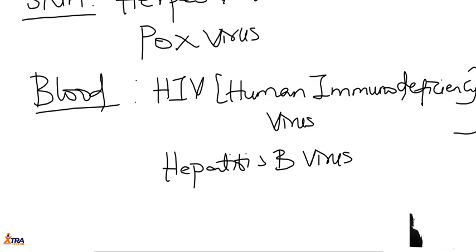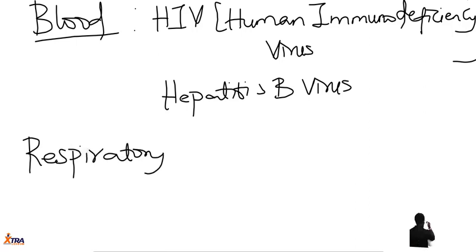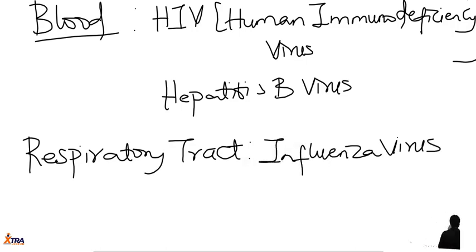So some pathogens infect via the respiratory tract. This is a common route for viruses as well. A very good example of a virus that comes in this way is your common cold virus, which is called the influenza virus. So through your skin, through your blood, through your respiratory tract, these are different ways in which pathogens can get into your body.